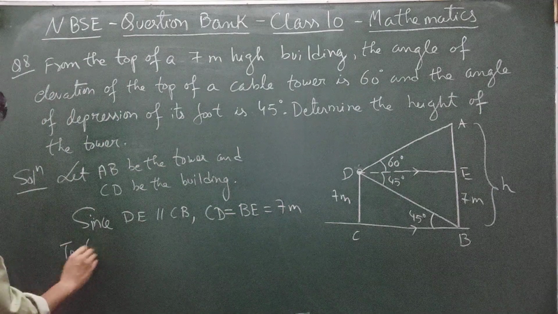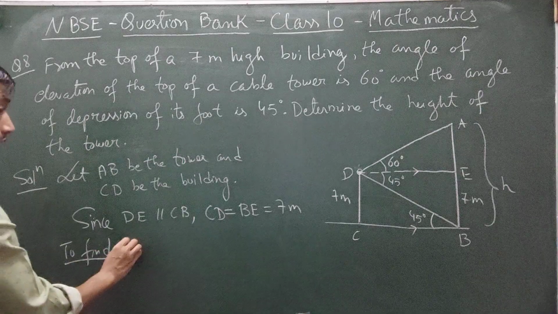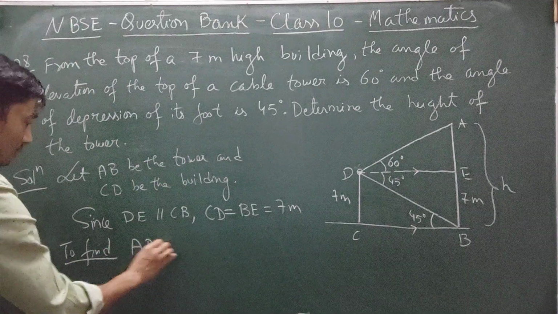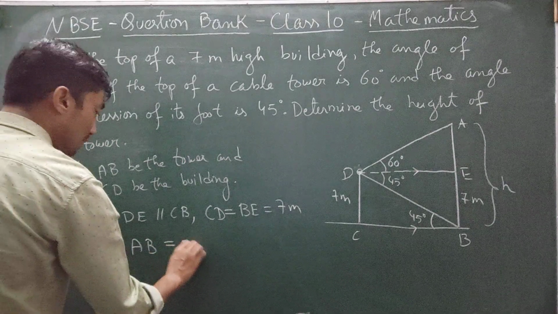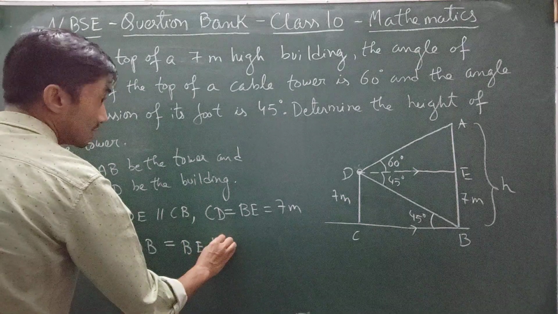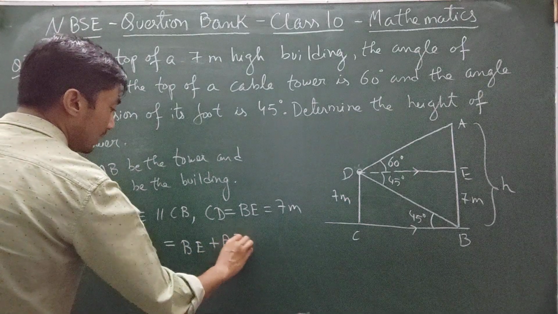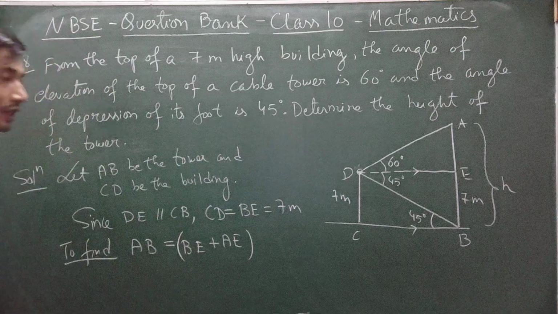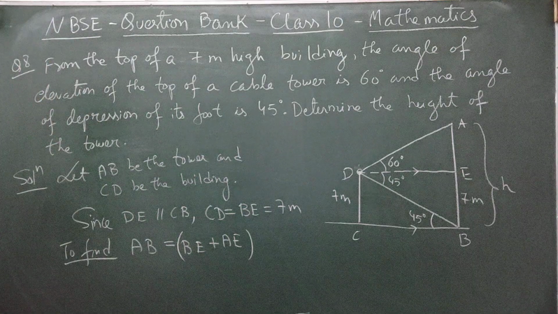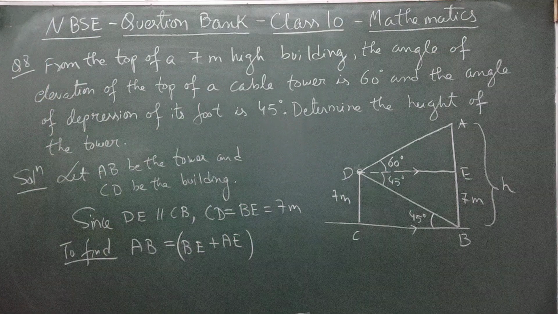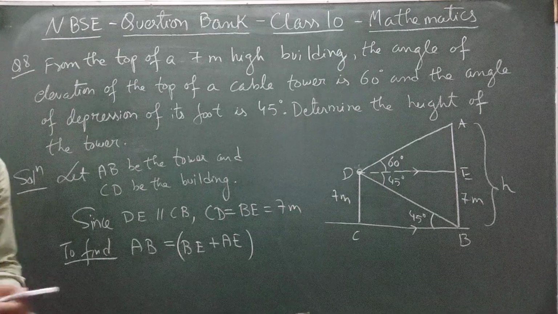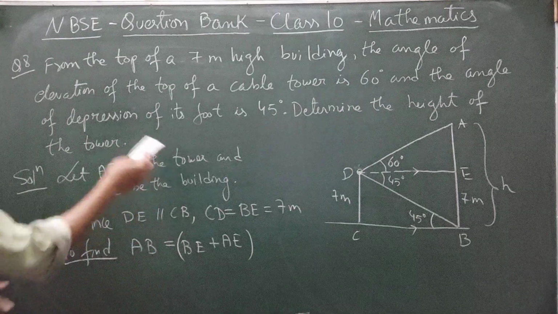We are supposed to find AB, that is the height of the tower. So AB actually will be BE plus AE. We are going to use this to find the height of the tower. Now all the questions are written, I'll rub off the questions.